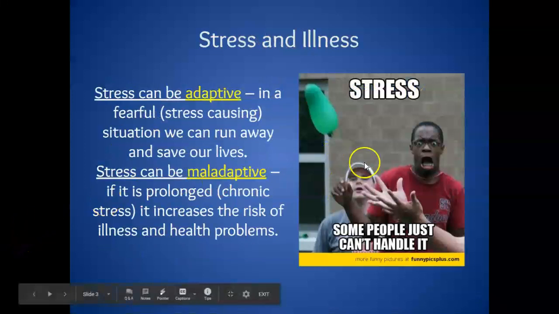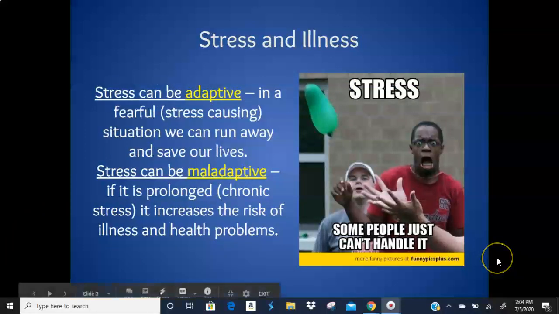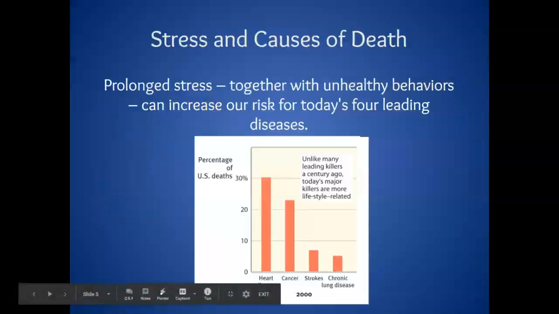So one thing, stress can be adaptive or it can be maladaptive. So how is it adaptive? Well, in fearful, stress-causing situations, again, we can run away and we can save our lives. We can adapt to the situation very quickly because of the stress it causes. But it can be maladaptive. If the stress is prolonged, like chronic stress, it actually increases our risk of illness and health problems. Prolonged stress actually can cause death.